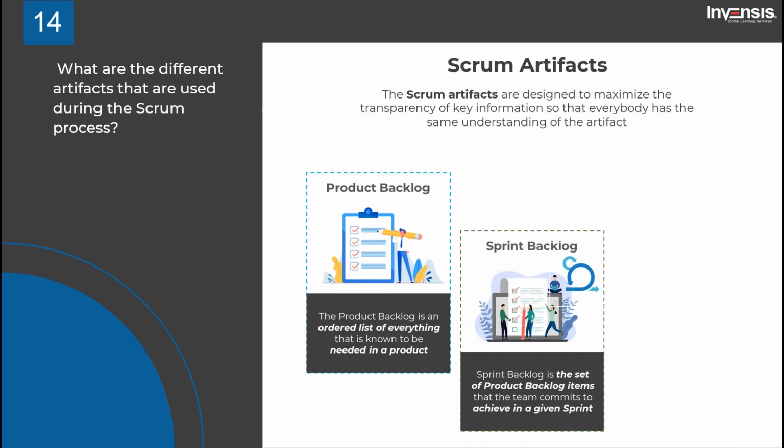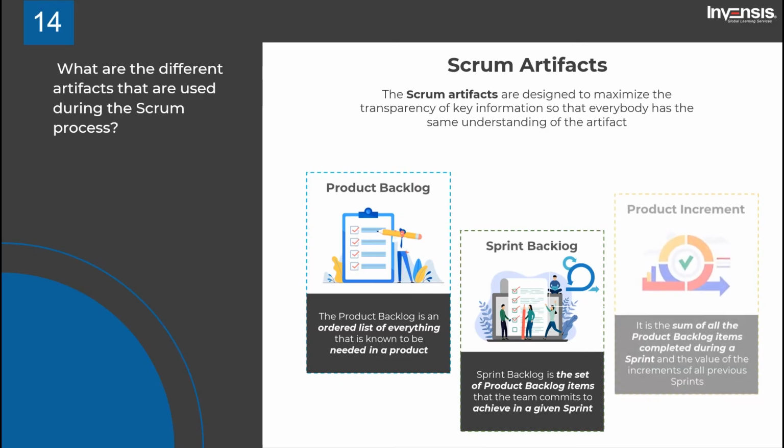Sprint backlog. The sprint backlog is the collection of product backlog items that the team commits to achieve in a given sprint. In simple terms, it is a subset of the product backlog that the team intends to complete in a sprint.